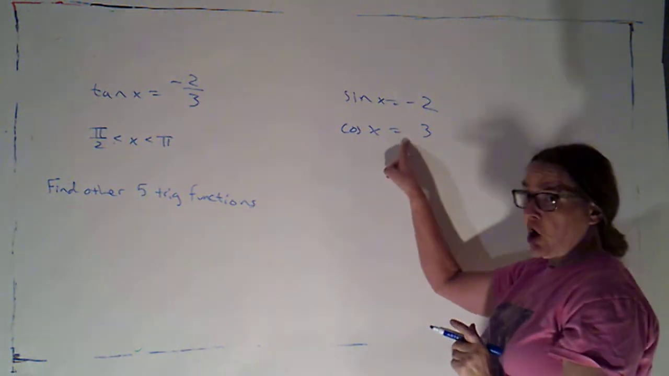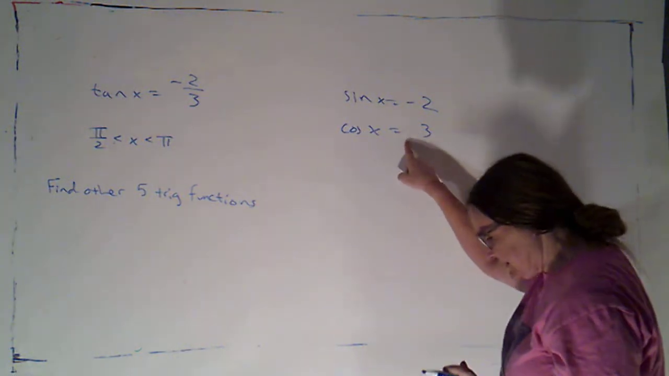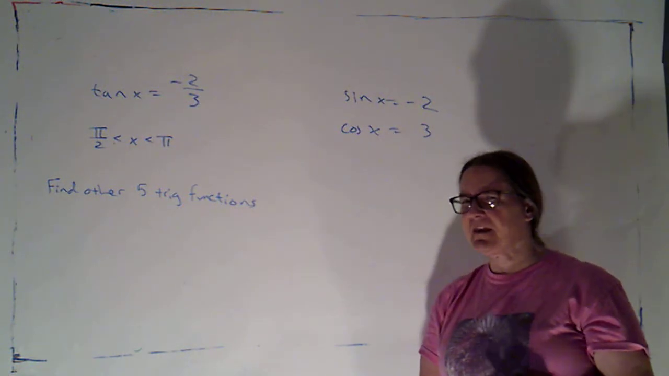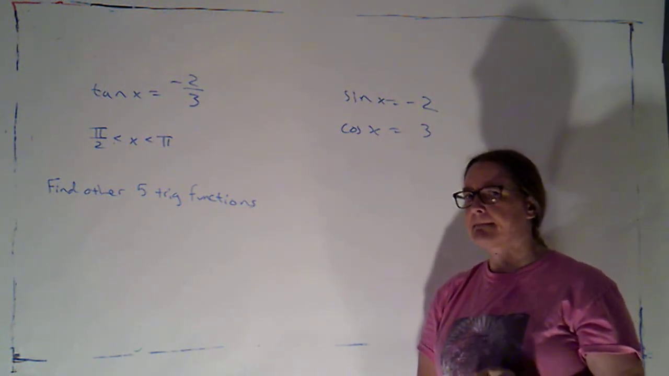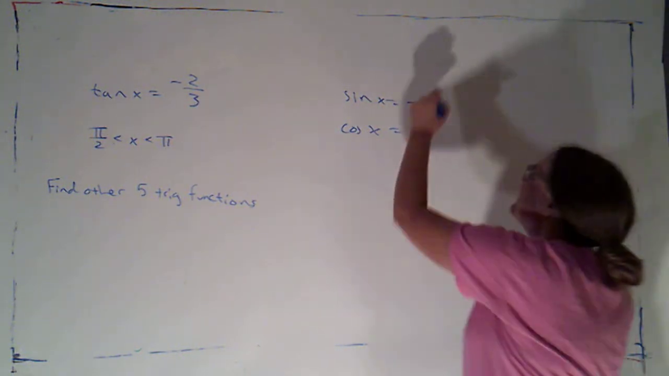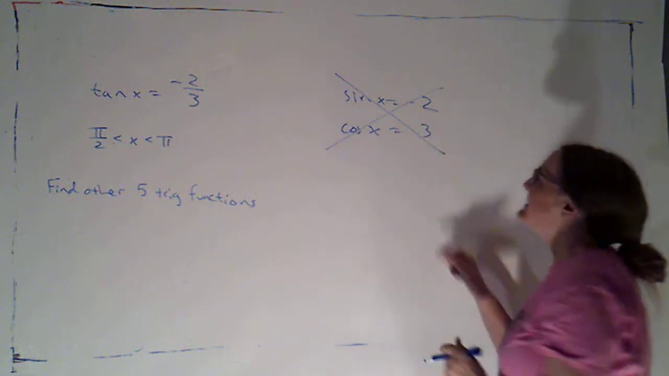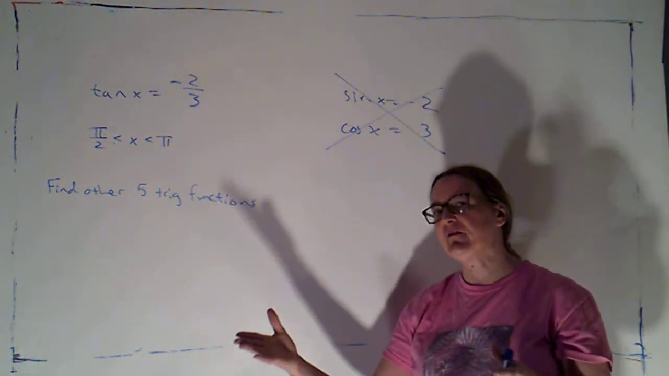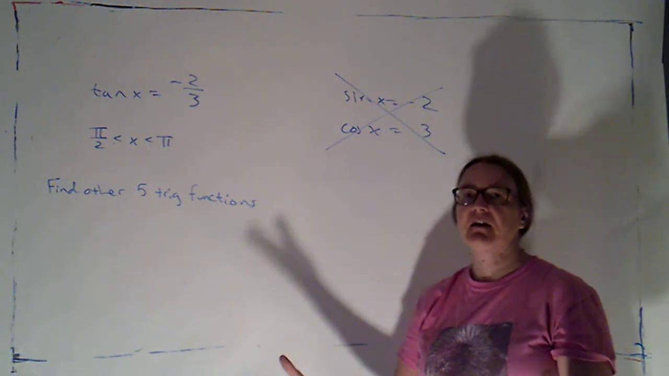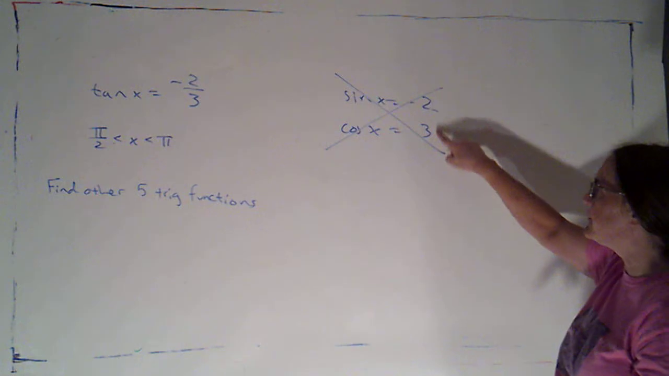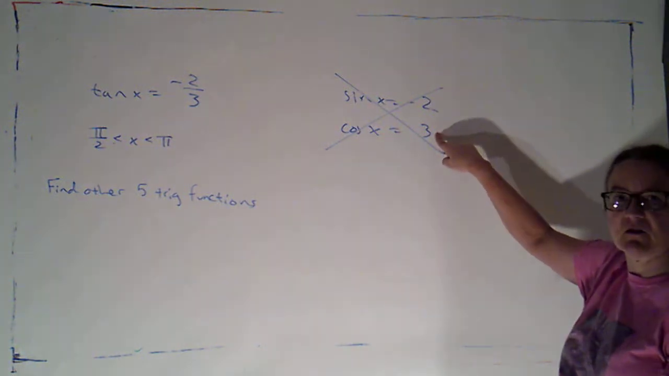Now that's wrong. If you can see why, great. If not, pause the video and think about it for a minute. Okay, we're all back. This is wrong because sine and cosine can only take on values between -1 and +1. There's no angle whose sine is as big as -2 or whose cosine is as big as 3.